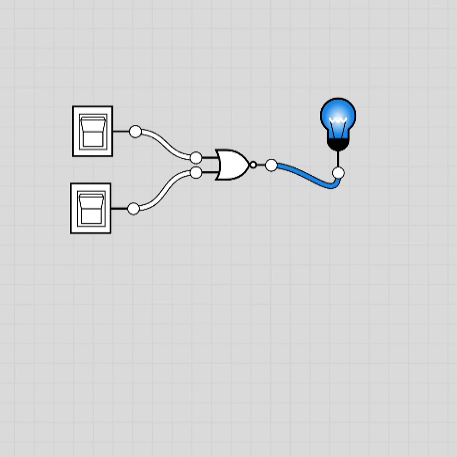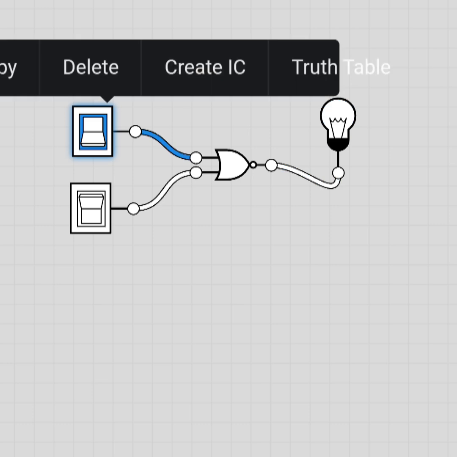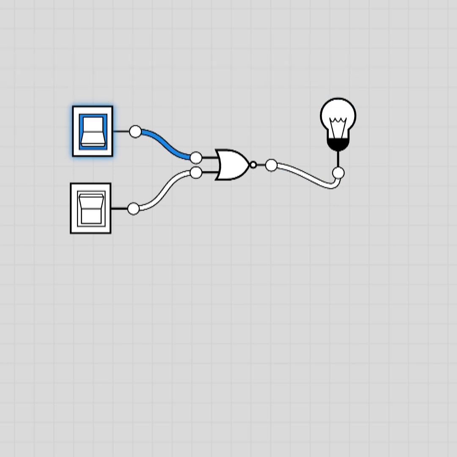When both the inputs are 0, the output is 1. And when A is 1, the output is 0. When B is 1, the output is 0. When A and B are 1, the output is 0.